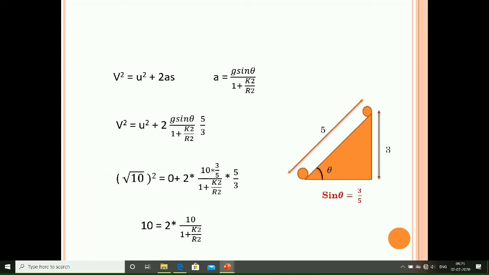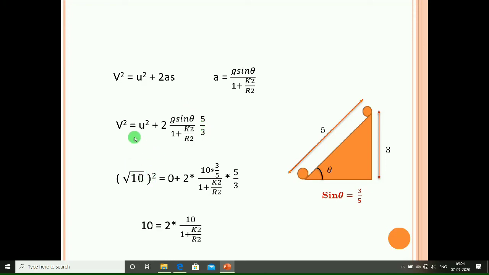First we already know the equation, the third kinematical equation, v square equal to u square plus 2as. But this a is the acceleration, and the acceleration of rolling motion we already derived as g sin theta divided by 1 plus k square upon r square. k is the radius of gyration, r is the radius of the object. So you will put the value of a here. So v square equal to u square plus 2 times, instead of a I am putting this whole thing, g sin theta upon 1 plus k square upon r square. s is 5 by 3.